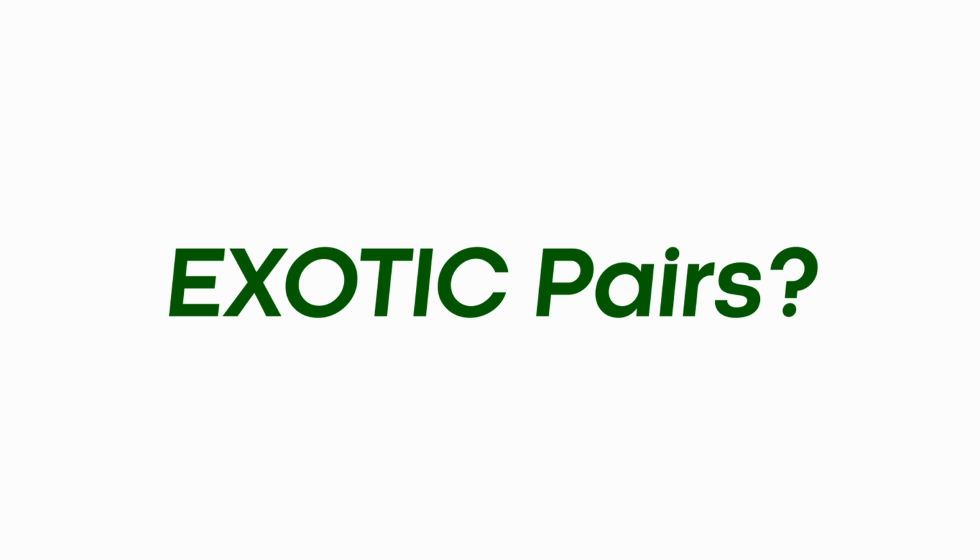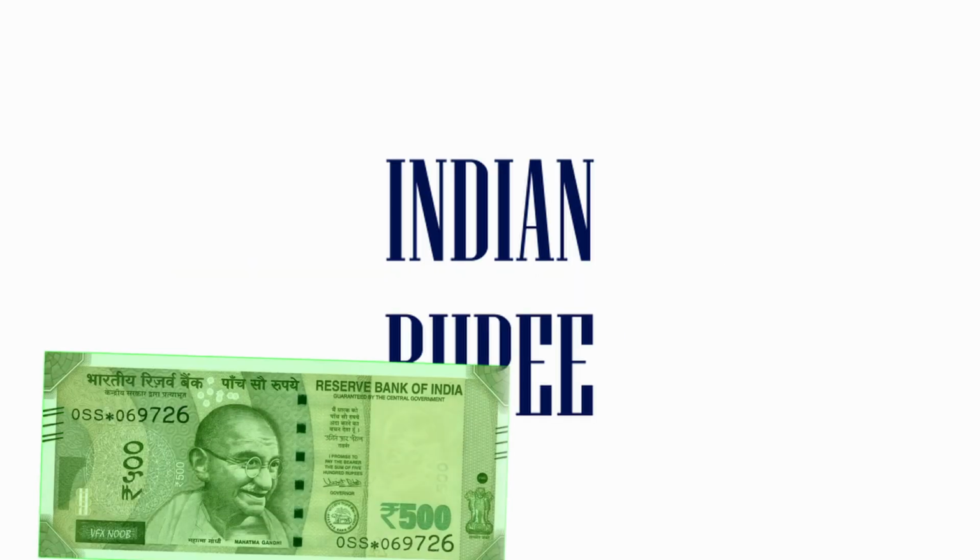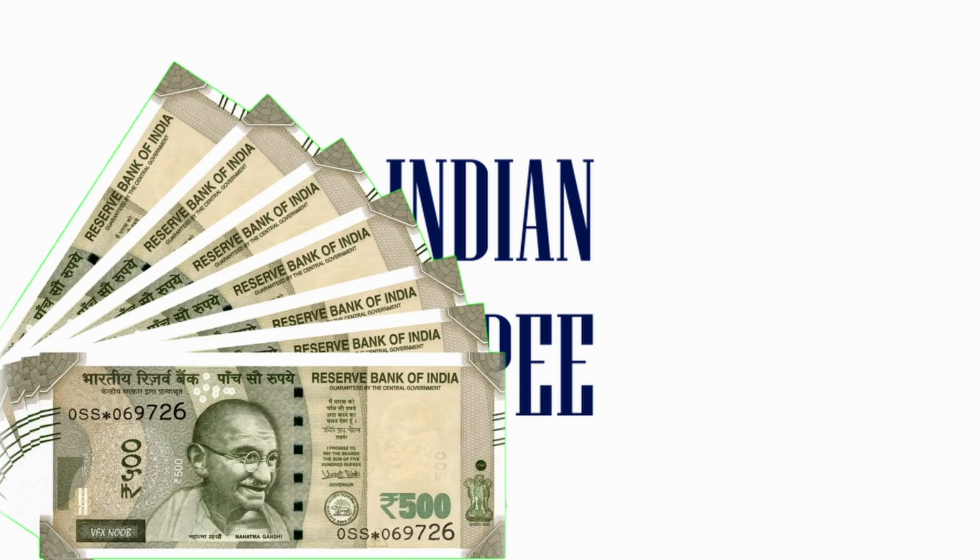The surprising thing is, do you know, even after minor pairs, there are exotic pairs. These exotic pairs are even less volatile and less traded. For example, Indian currency comes under this kind of exotic pairs. The watch list part is done.